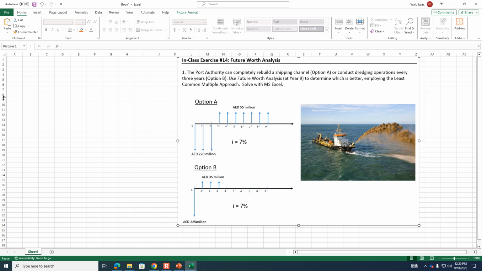Remember that in the case of future worth analysis, you need to have a reverse time column. So you're going to have years and then years until year 9 in this problem. My suggestion is write the repeated cash flow diagram right on the paper. For option B, you're going to have to go through a couple of cycles. Sketch that out on the paper and then translate the cash flow diagram from the paper to the spreadsheet.